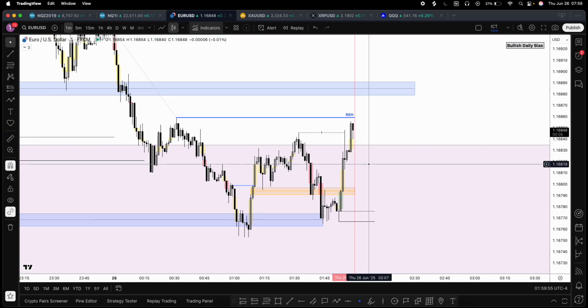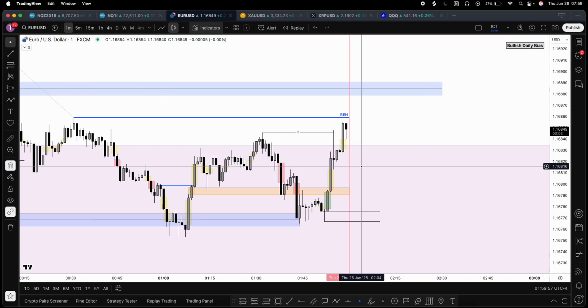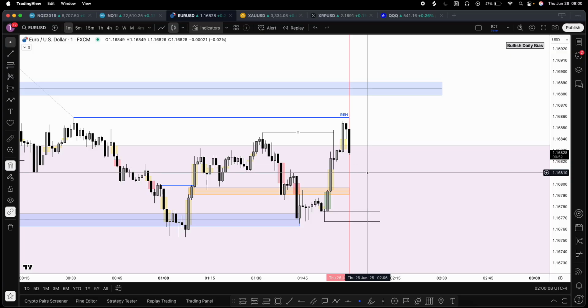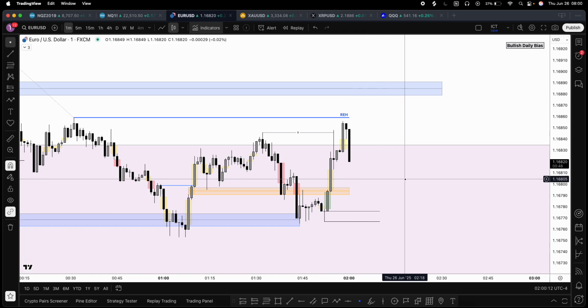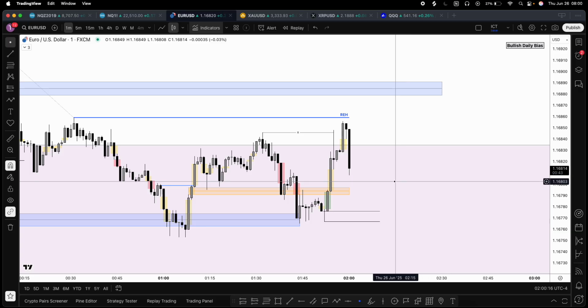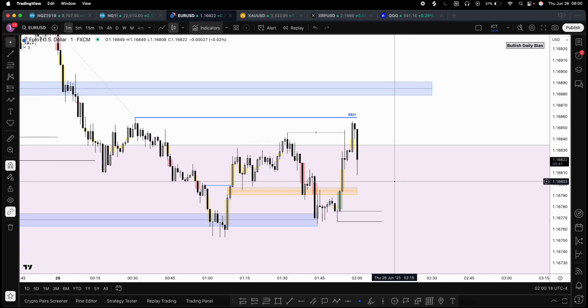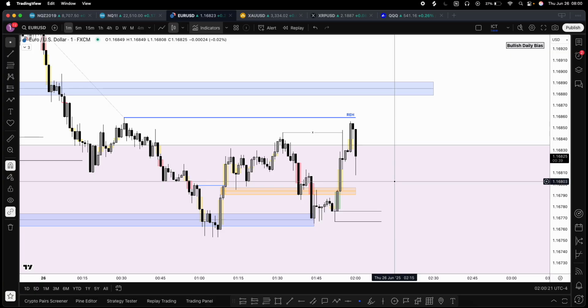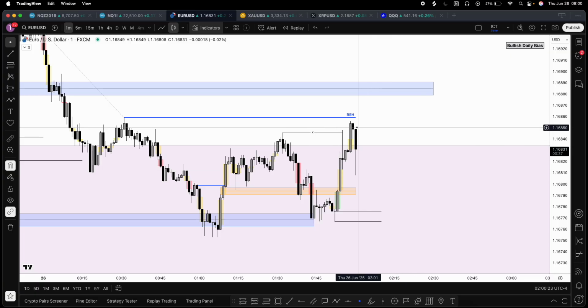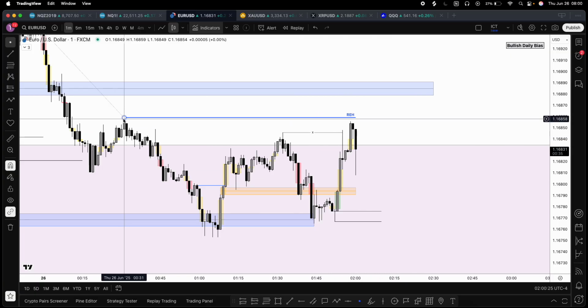Okay, we got 5 seconds here. Let's see what happens. Okay, it's pumping down quite aggressively. It's a bit suspicious that it did that before it swept this high.